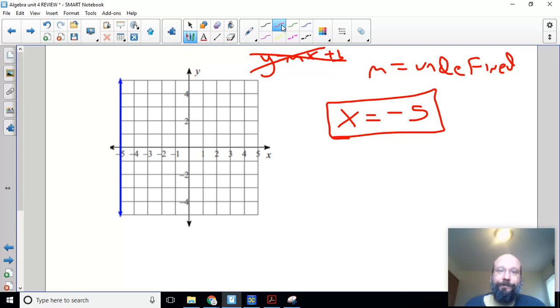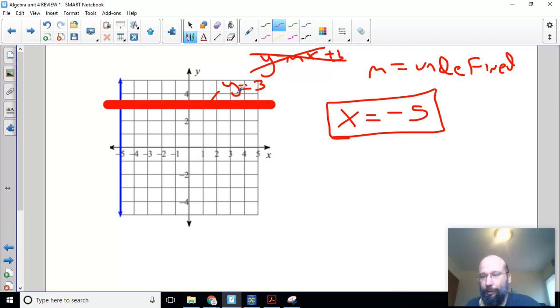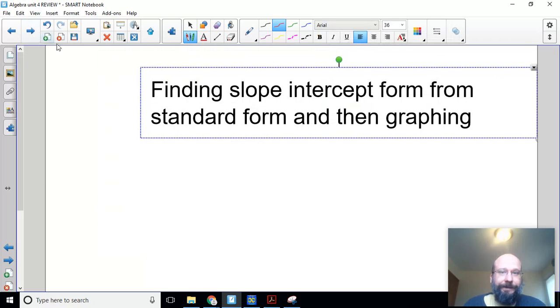And if it was a horizontal line, let's just say it was a horizontal line here at 3, then since it crosses the y at 3, it would be y equals 3, wherever it crosses on the y. That's how horizontal lines work, and that's how vertical lines work. All right, I'm going to skip these.